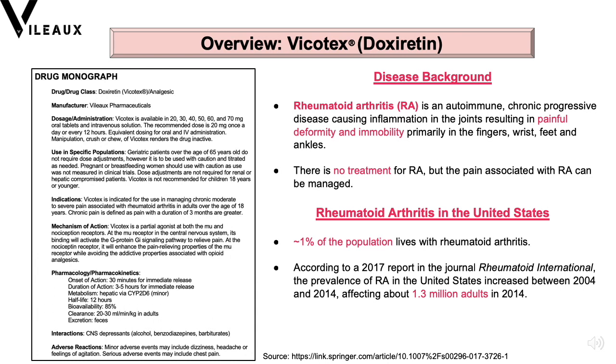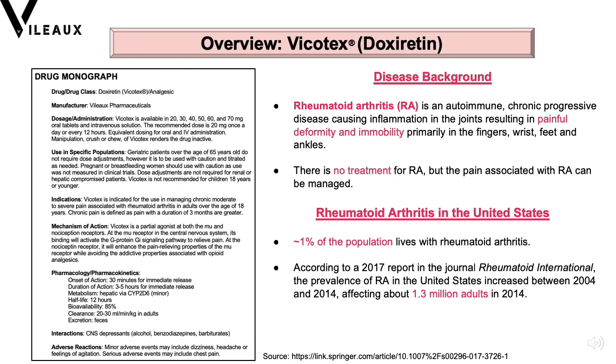The recommended dose is 20 milligrams once a day or every 12 hours. Equivalent dosing is allowed for oral and IV administration. Abuse deterrent is formulated such that manipulation, including crushing or chewing of Vicodex, renders the drug inactive. Use in specific populations includes that Vicodex should not be used in children under the age of 18 years old. Geriatric patients and pregnant women should use with caution. Dose adjustments are not required for renal or hepatic compromised patients.